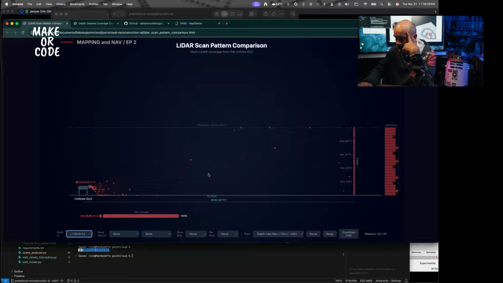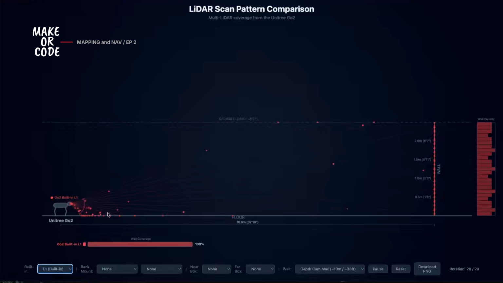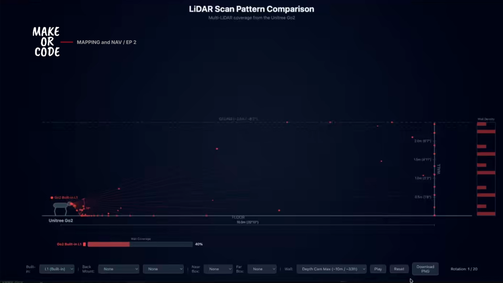And so this diagram came up. This diagram is basically showing you the Go2's LiDAR. It's mainly hitting the ground. If I hit reset and pause, this is one pass. So basically, as it's scanning, what does it see? It'll see the wall, but it's very sparse. Of all the points that the Unitree Go2 put out in one iteration, only 40% of the wall was hit by the LiDAR scan. Okay?